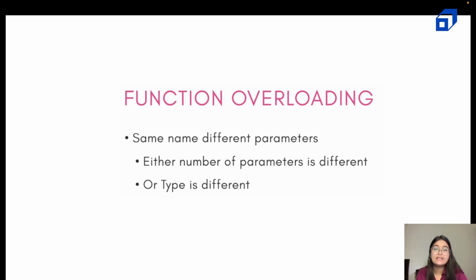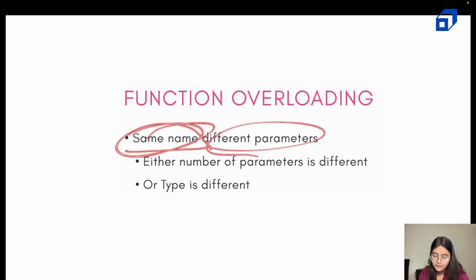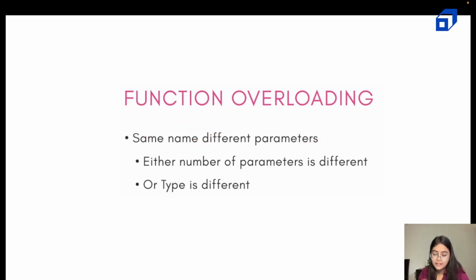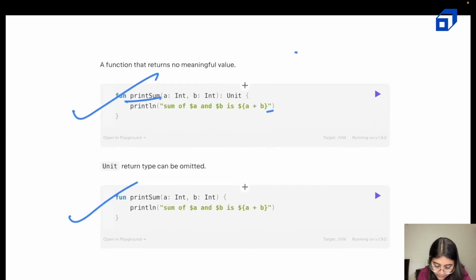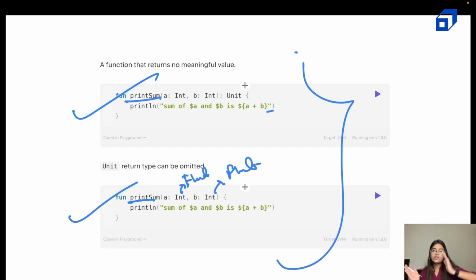It is another very significant concept. If the name of the function is the same, but parameters are different, let's say in this example, print sum, the name is same. If let's say the type of this is float and not int, the type is float, so this is the best example of function overloading.